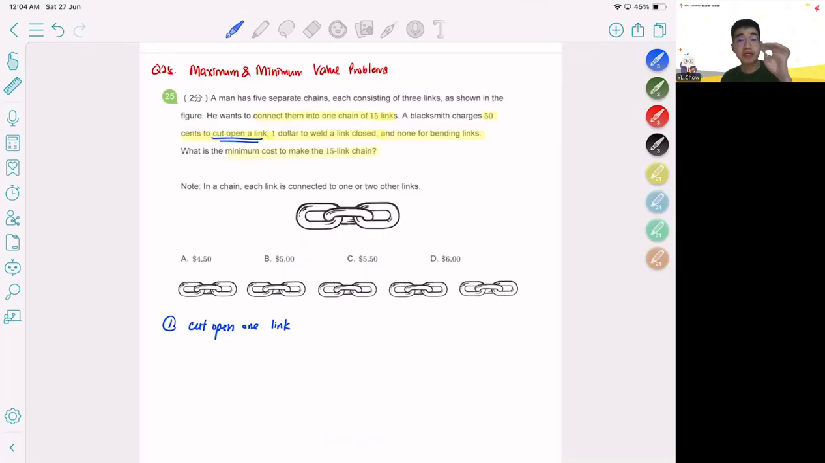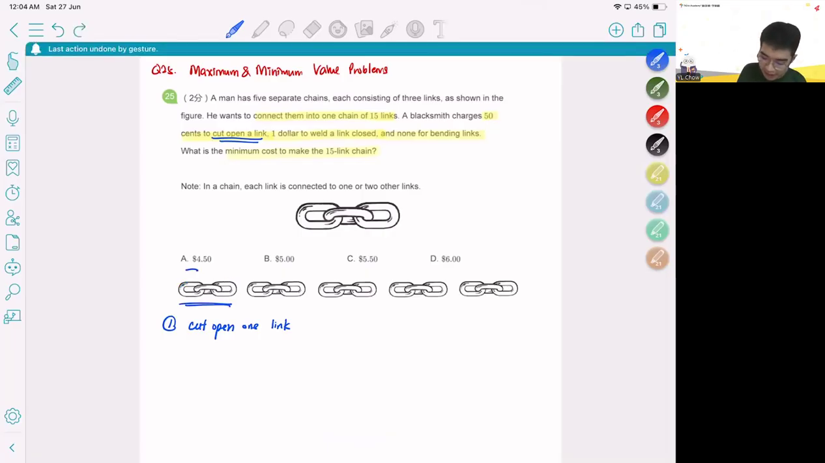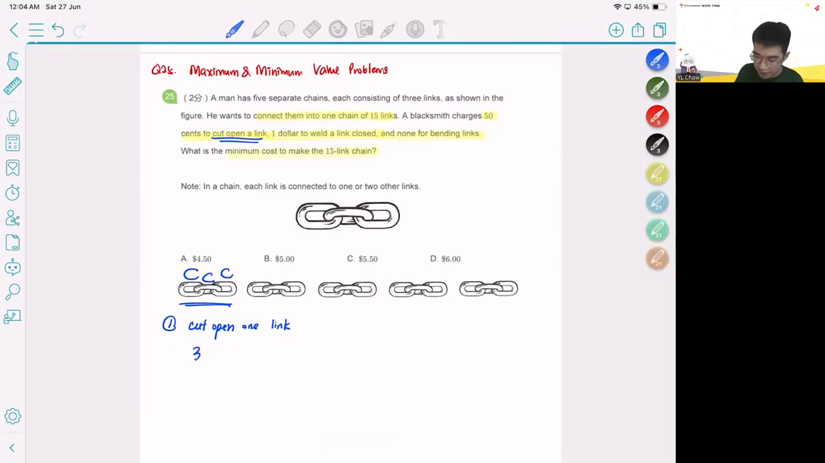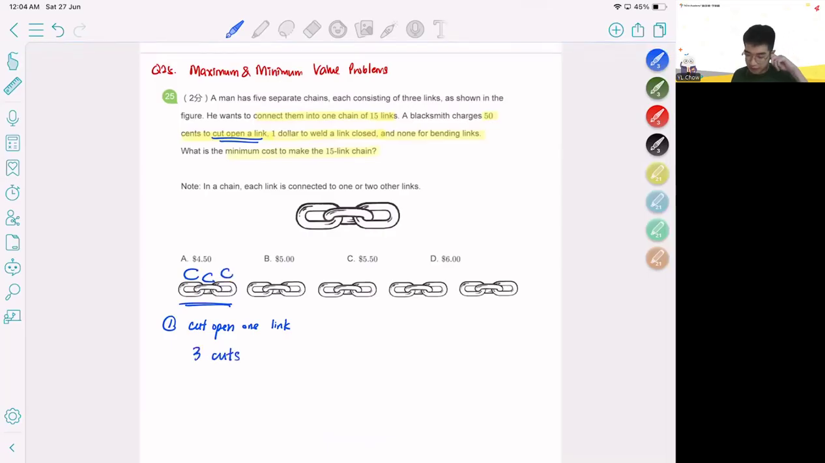means I break open a little oval, I cut it up, I make it into a C. So for example, this little O, I cut it up, I make it a C. So in that case, how do we do that? Actually, all I need to do is to focus on one of the chains. It has three links. Then I will cut open all these three links, meaning from O, I make them into C, C, C. So I actually did three cuts.